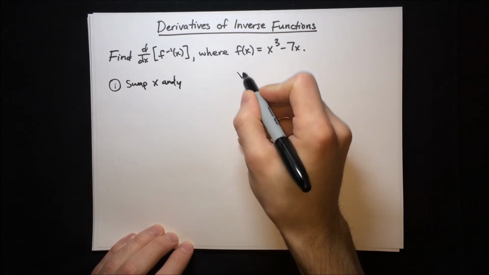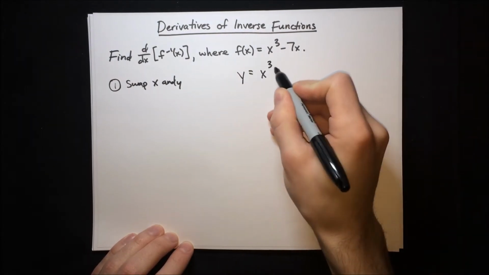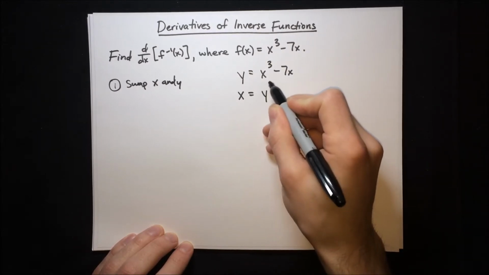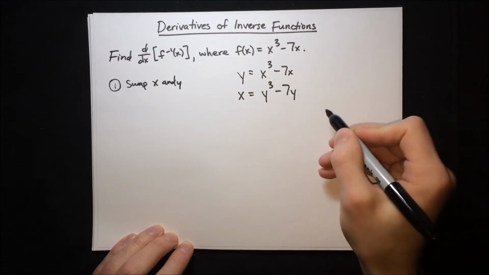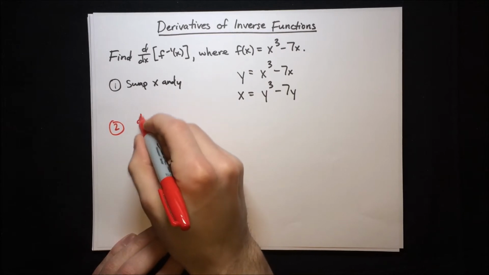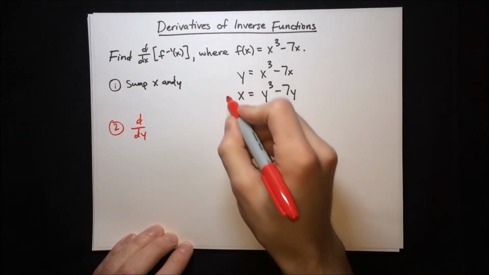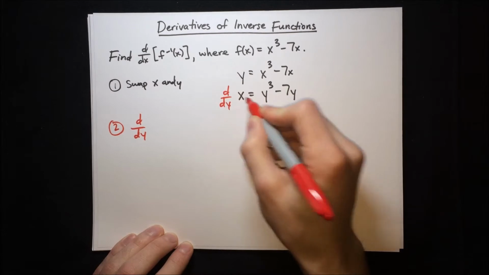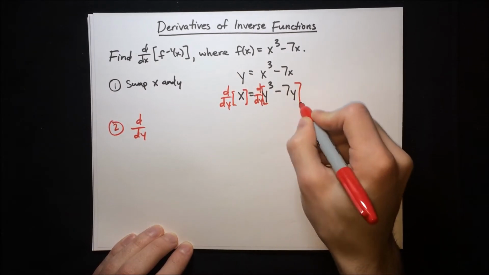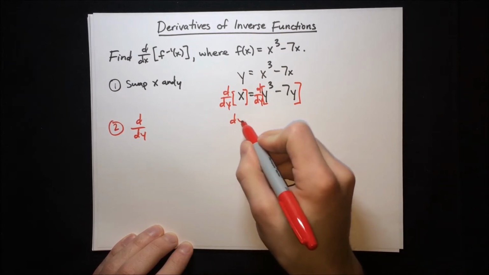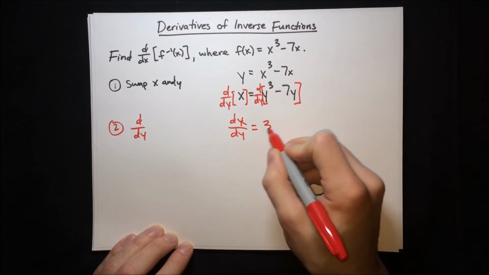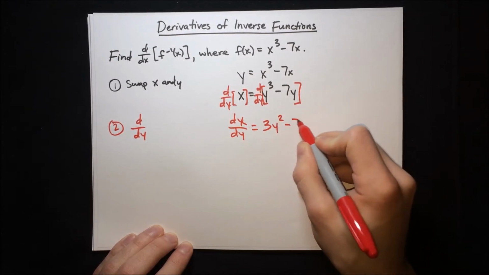So we initially have y equals x cubed minus 7x, and we swap x and y to get x equals y cubed minus 7y. Now, our next step is to take the derivative with respect to y. So we're differentiating with respect to y on both sides. And dx/dy is our left-hand side, and that's equal to 3y squared minus 7.